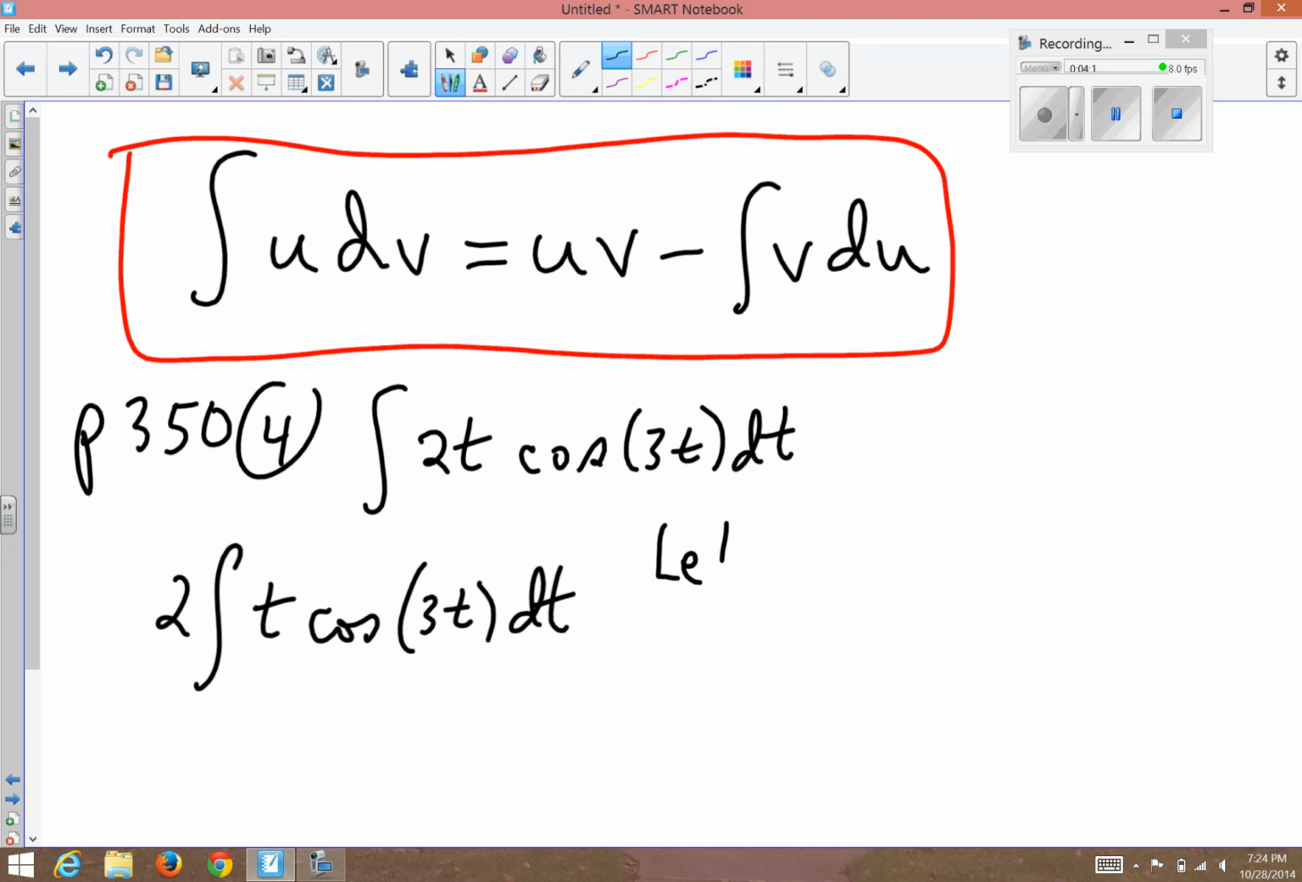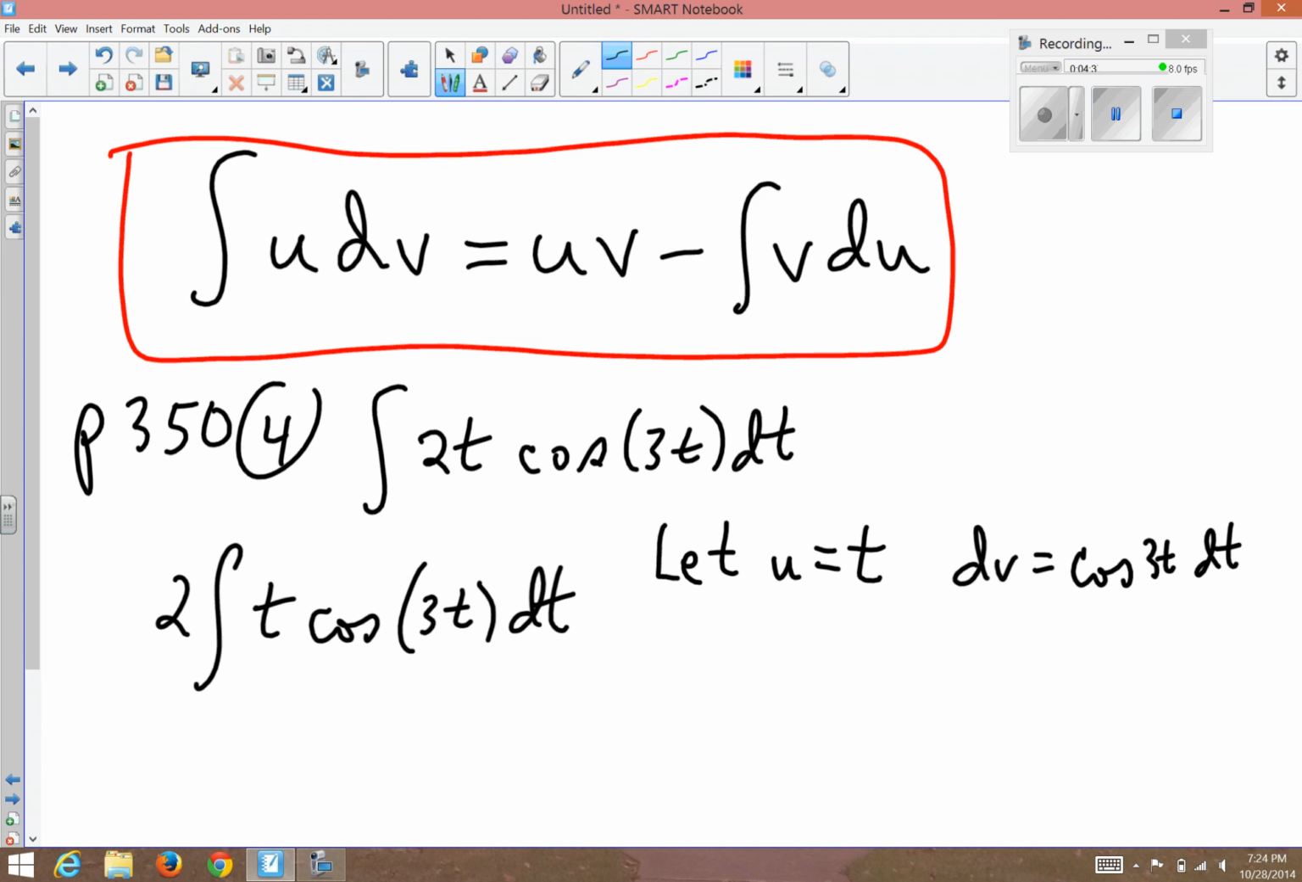We let u equal a part of this. I'm going to pick t. We'll discuss later how to decide. And dv will be everything else that's here, including the dt. dv equals cosine 3t dt.